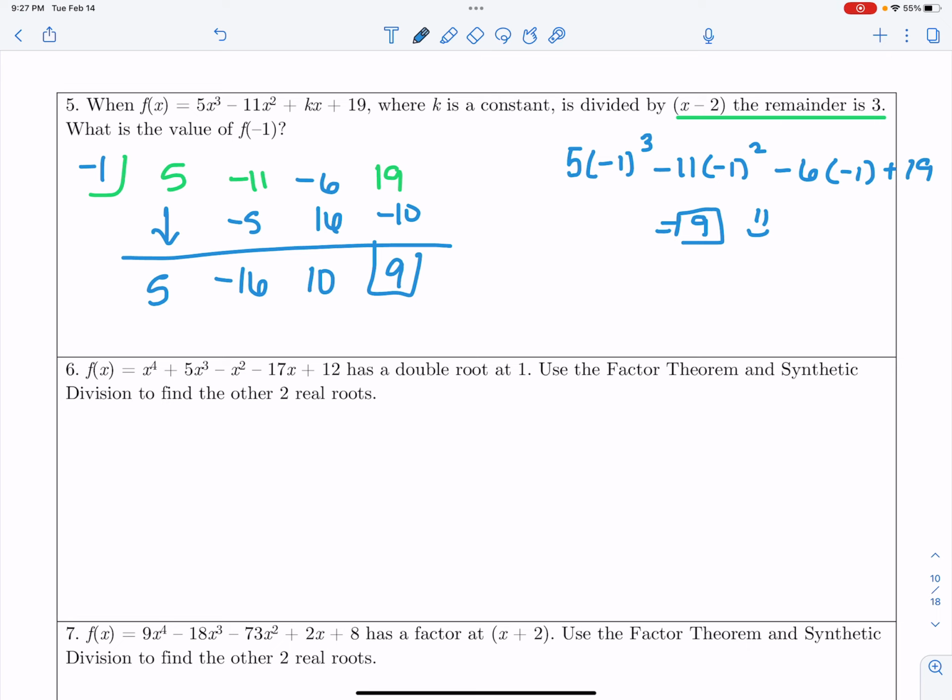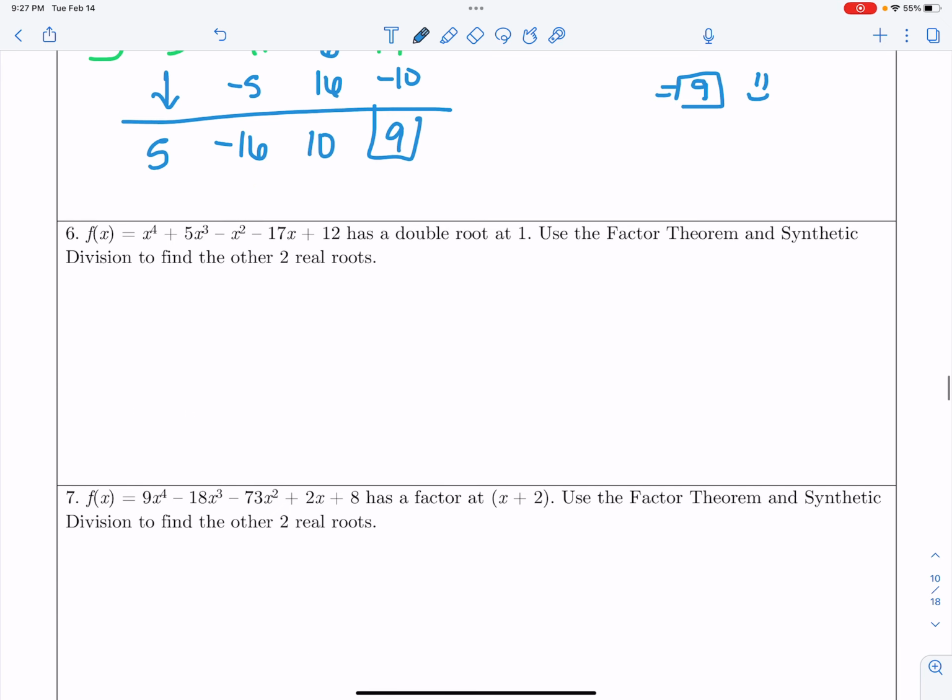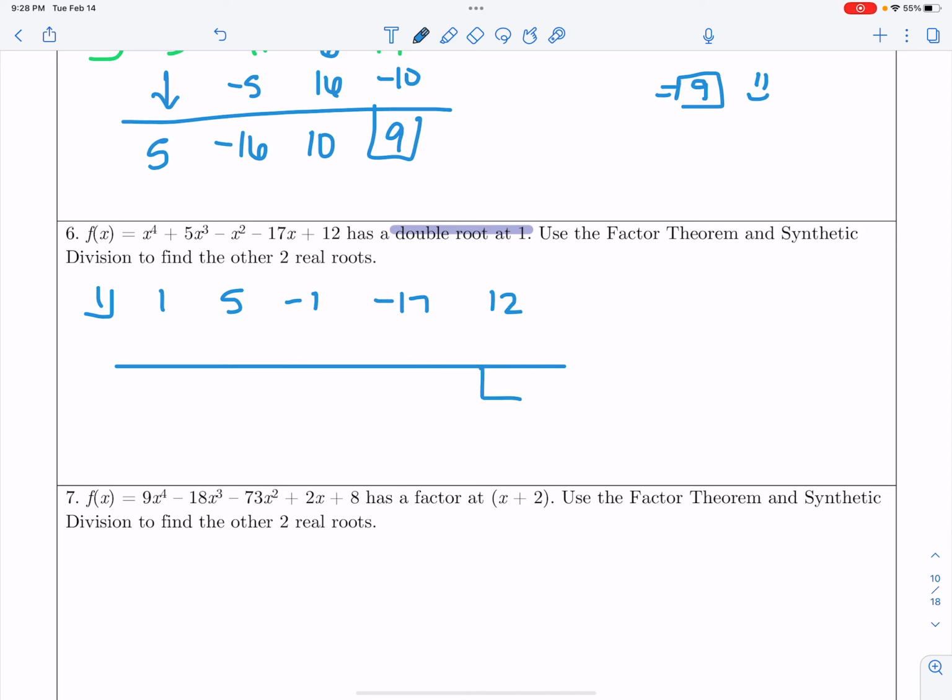Same thing with number 6. It tells us that I have a double root at 1. Essentially, I have a multiplicity at 1. So I'm going to use synthetic division 2 times, given that f of x has a double root at 1. Meaning, my remainder is 0. There's no k value here, so you're just working to find your other 2 roots using synthetic division. So you could see that I have 1, 6, 5, negative 12 as my first part.